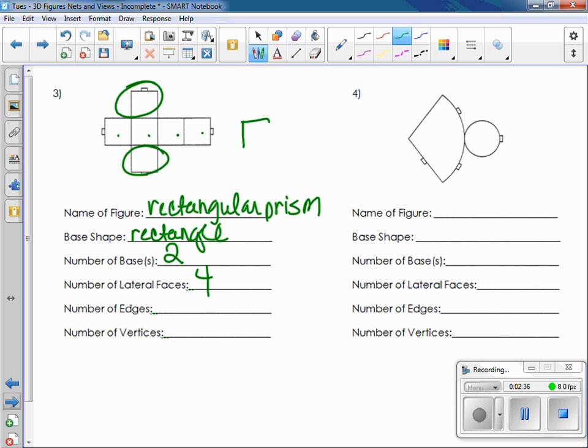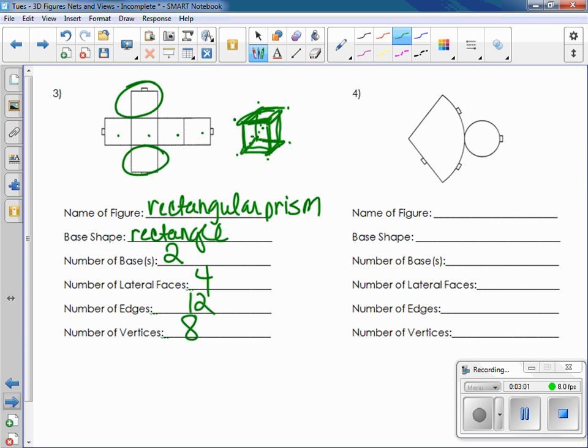And again, I always like to think about the three-dimensional figure when I'm figuring out those edges and vertices. The vertices, there are 1, 2, 3, 4, 1, 2, 3, 4, so that makes 8. Edges, there's 1, 2, 3, 4, 1, 2, 3, 4, and then the 4 connecting the other ones, so 12.